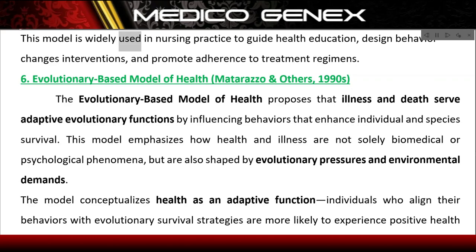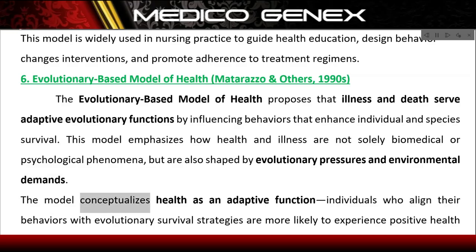This model is widely used in nursing practice to guide health education, design behavior change interventions, and promote adherence to treatment regimens. 6. Evolutionary-based model of health, Matarazzo and others, 1990s. The evolutionary-based model of health proposes that illness and death serve adaptive evolutionary functions by influencing behaviors that enhance individual and species survival. This model emphasizes how health and illness are not solely biomedical or psychological phenomena, but are also shaped by evolutionary pressures and environmental demands.